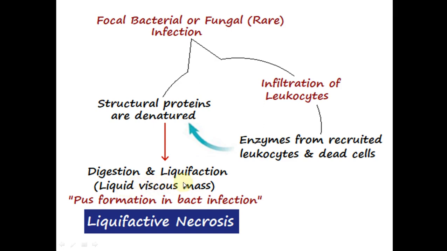If this injury is initiated by a bacterial infection, and if it starts as an acute infection, the dissolution of the dead tissue will result in the formation of pus, particularly in bacterial infections, containing a lot of polymorphonuclear leukocytes.